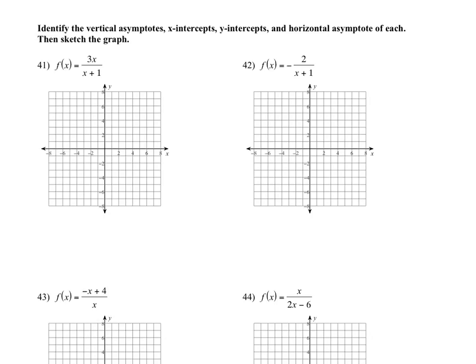So vertical asymptotes. I know that happens when my denominator is equal to 0. So in looking at this, we're going to do x plus 1 is equal to 0. That means that x equals negative 1. As soon as I see that, I'm going to add a vertical asymptote to my graph at x equals negative 1.